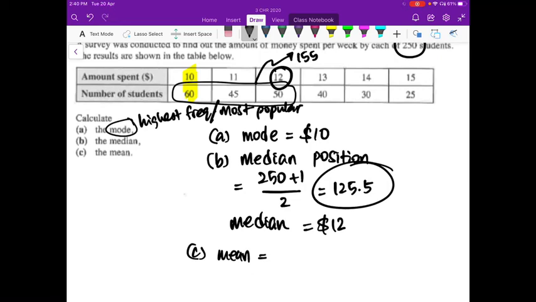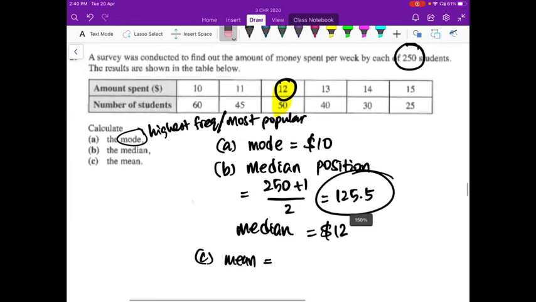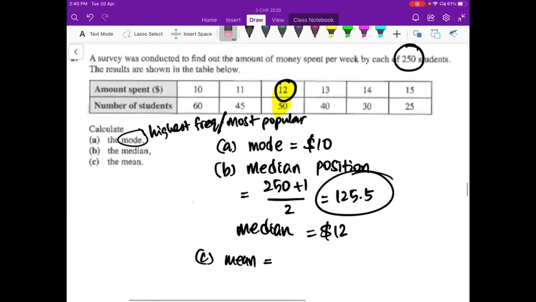And then the mean. For the mean, you have to multiply, add everything up, divide by the total. Median position is here. Understand or not? Do you know where the median position is? Where is it? Within the 12 and 13? Are you sure? It's within the 12. You were not paying attention.